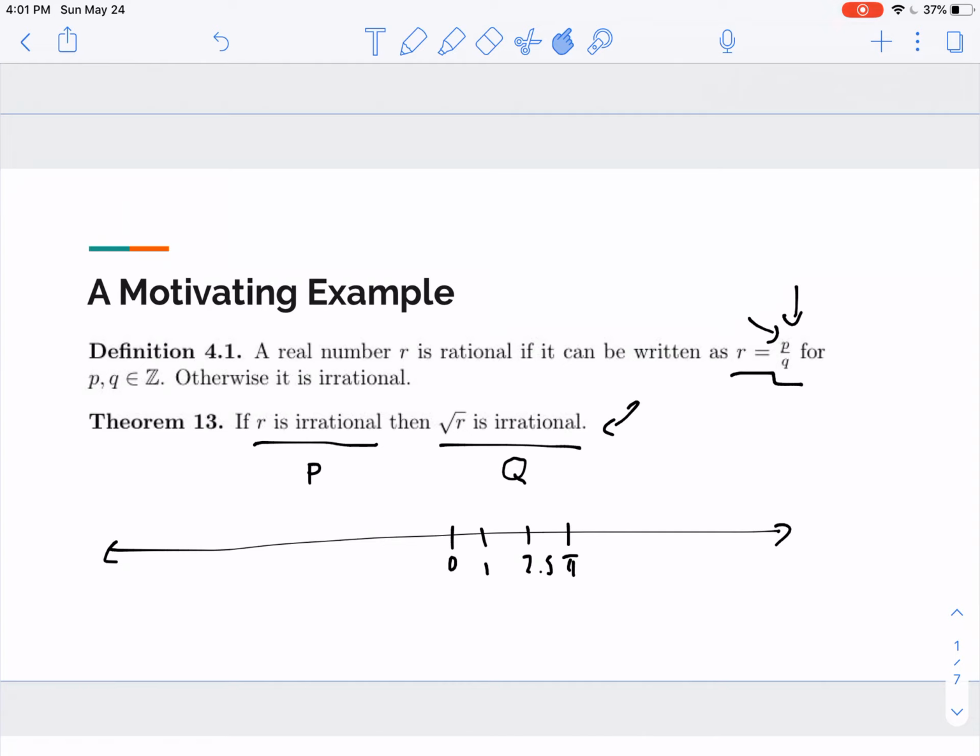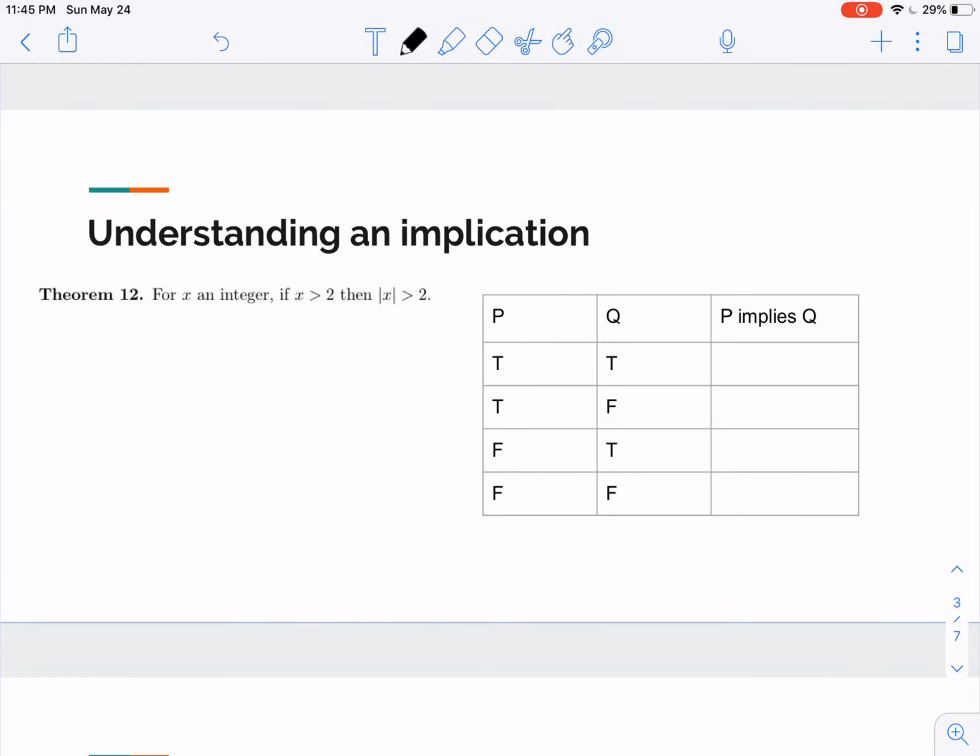So we're going to try and take proofs of implications and write them in a way that might be easier to prove. In order to come up with the contrapositive, we're going to need to better understand what it means to prove an implication. Let's take an example here. For x an integer, if x is greater than 2, then the absolute value of x is greater than 2. So you can see this is a true implication.